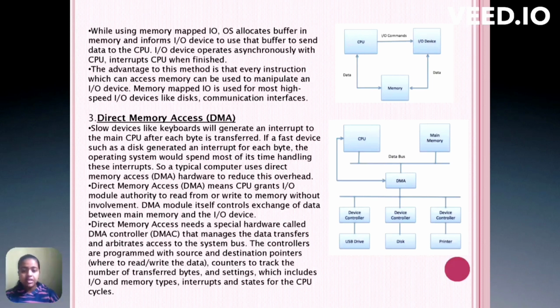Direct memory access means CPU grants input output module authority to read or write to memory without involvement. DMA module itself controls exchange of data between main memory and the input output device. Direct memory access needs a special hardware called DMA controller that manages the data transfers and arbitrates access to the system bus. The controllers are programmed with source and destination pointers, counters to track the number of transferred bytes, and settings which includes input, output, and memory types, interrupts and states for the CPU cycles.